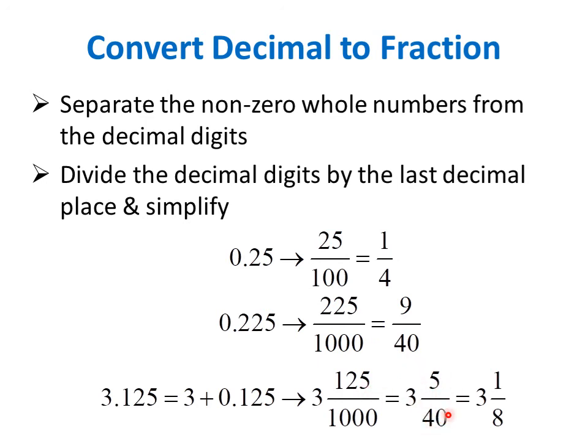If we simplify this further, the common factor of course is 5. So 5 becomes 1. Let's divide 40 by 5, that is 8. So 3.125 is equal to the mixed number 3 and 1/8.